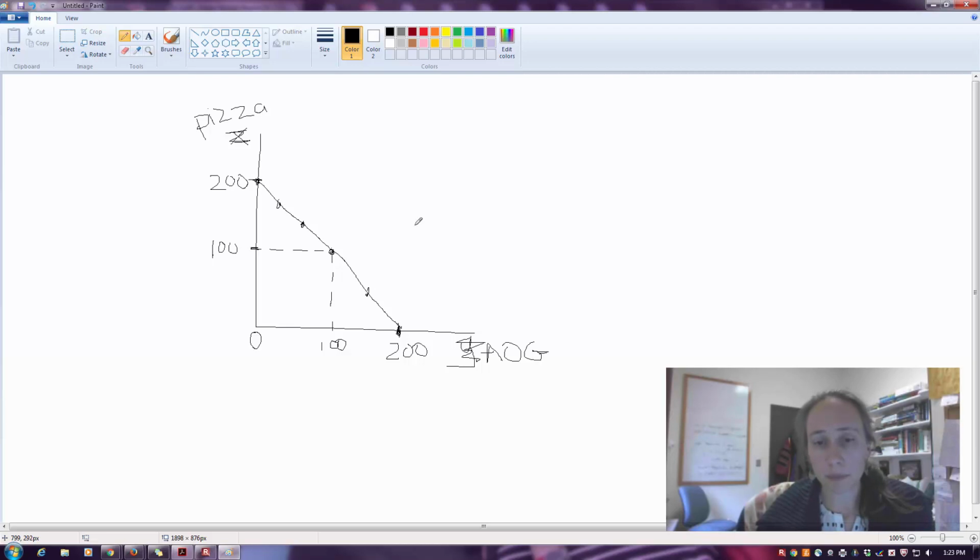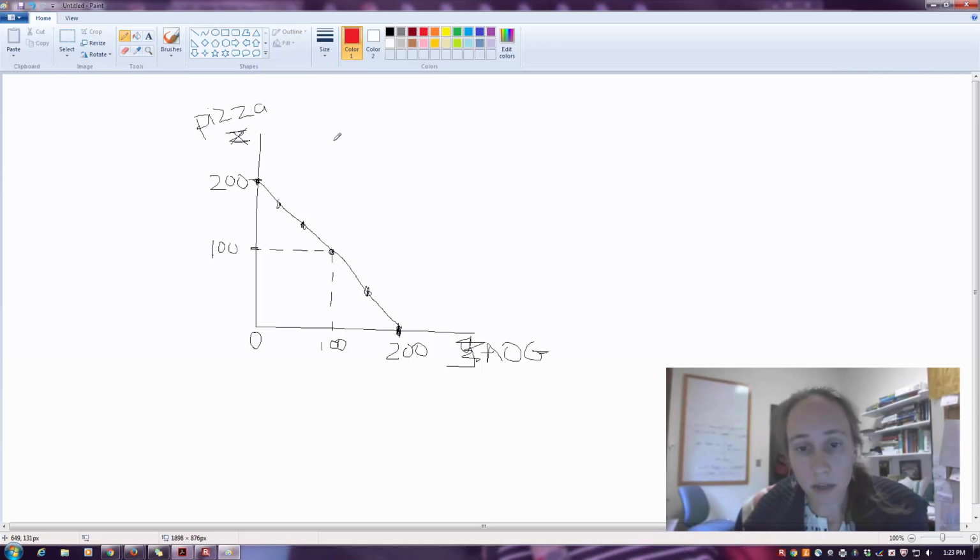Where he ends up depends on his preferences, so we need another line to represent what he likes. It would be perfectly rational for him to choose all pizza, no pizza, or anywhere in between. So our criteria of being a rational consumer don't get us far enough on this. What we do is model his preferences using these indifference curves.